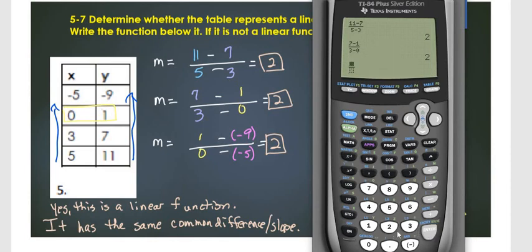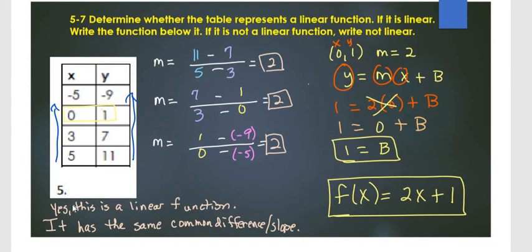So when I look at this next one, I have 1 minus 0 over... let me start again, alpha y equals, and then you have 1 minus -9 over 0 minus -5, and then when I look at this right here, I see that I have the same slope all the way up and down. So now I know it is a linear function. So you can look at this and say, yes, this is a linear function. And why? Because it has the same common difference, which is the slope.